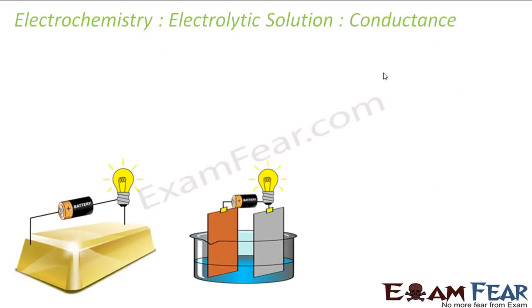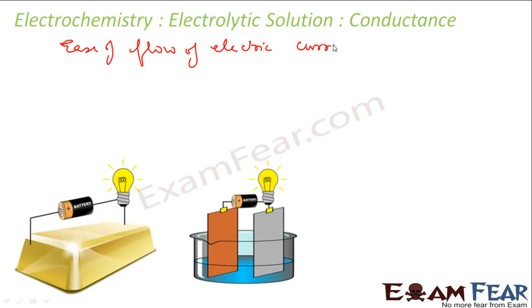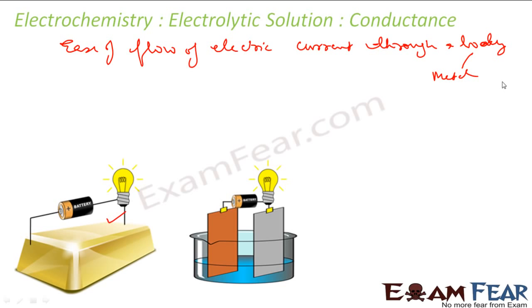Now let's talk about conductance. What is conductance? Conductance is nothing but the ease of flow of electric current through a body. And this body can either be a metal, for example in this case, or an electrolyte, because we have seen that electrolytes conduct electricity. So conductance is nothing but the ease of flow of electric current through a body.